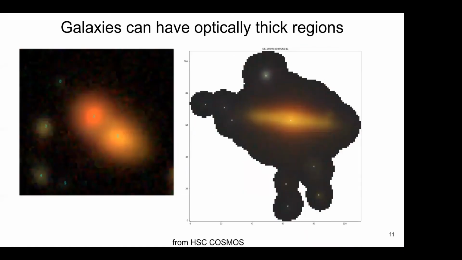And galaxies have optically thick regions, right? We can't just think of an image as the sum of all of the galaxies and stars in it, because there's going to be dust in galaxies. And so sometimes when you have overlapping galaxies, there's going to be regions that obscure what's behind it. And so in these cases, you can never perfectly recover the flux from the galaxy that was in the back, because it's being blocked by something in the foreground.